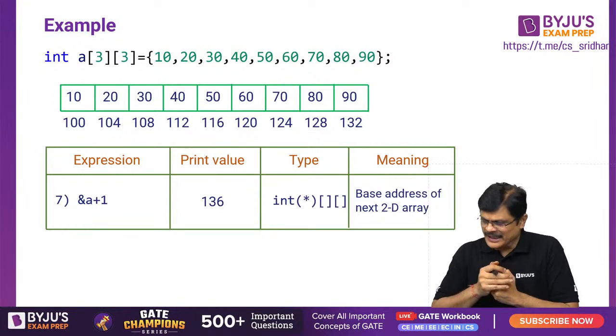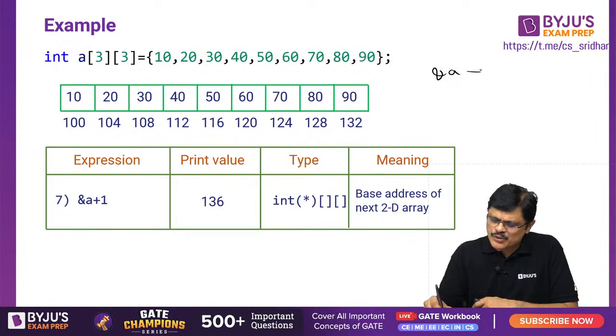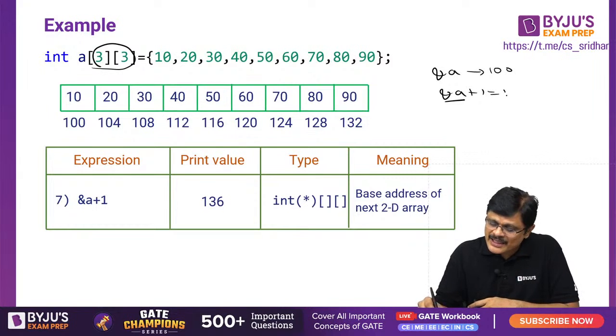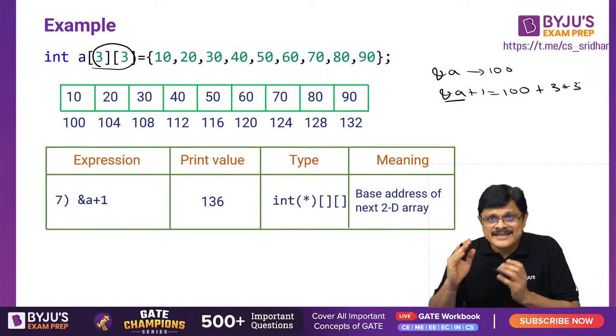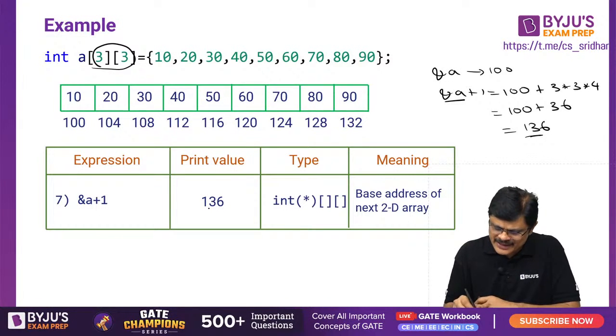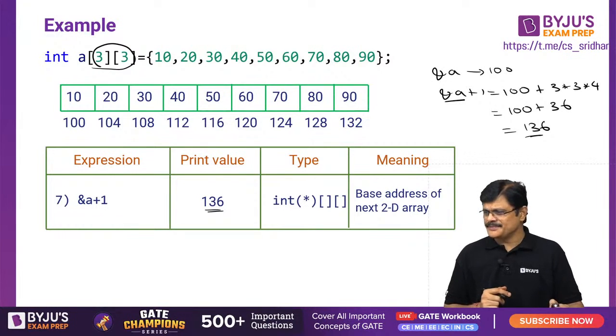Very good, Surya. I think you asked this question earlier. Now how do you get it? Ampersand A refers to 100. Ampersand A plus 1 refers to the 2D array. The 2D array will contain 3 into 3 elements, and the size of each element is 4. So that would be 100 plus 36, which is 136. Mathematically also you can easily get it. Got it? Yes or no?